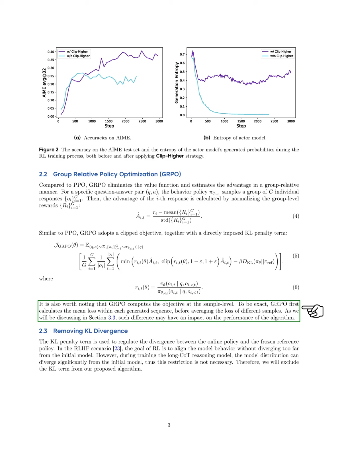However, GRPO computes the objective at the sample level, first calculating the mean loss within each generated sequence before averaging across different samples, which may affect the algorithm's performance.